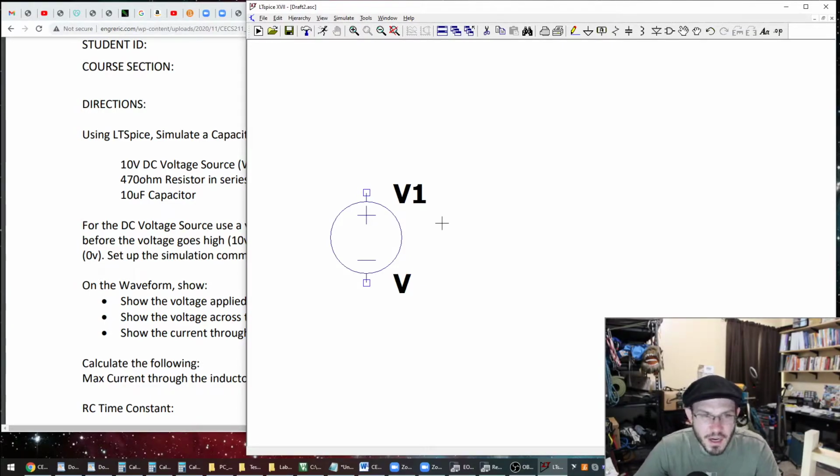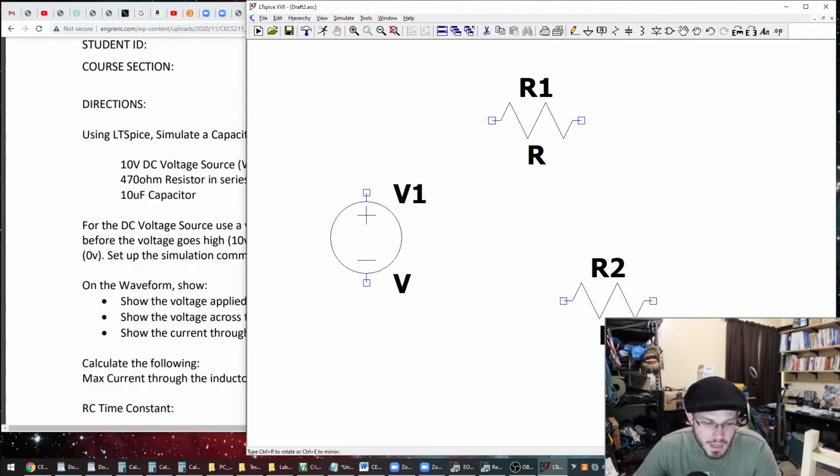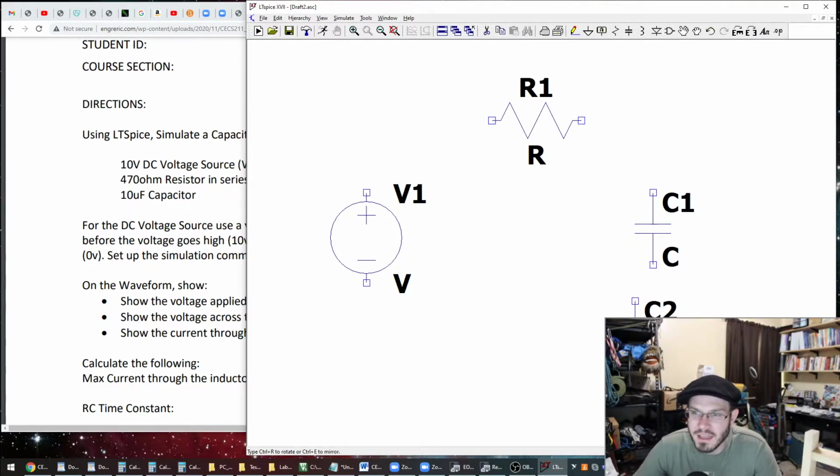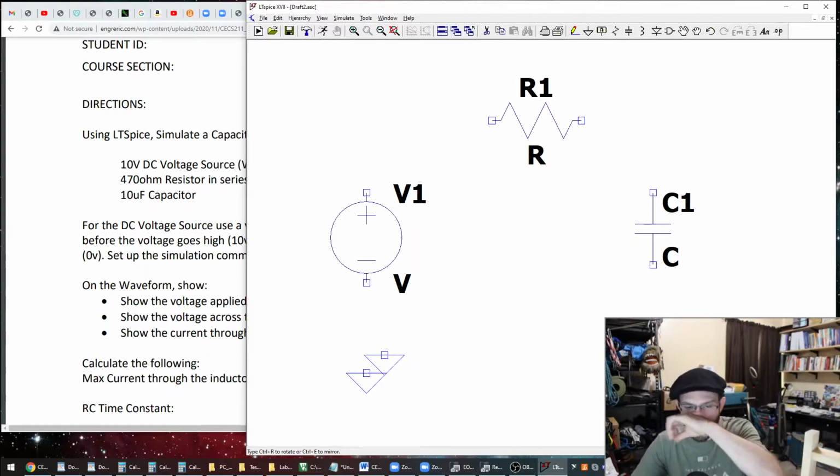We want a resistor. Hit R. Control R for rotate will turn the resistor. Hit C to change over to a cap. Left click to place the cap. We're going to need a ground in this circuit. Hit G and place a ground anywhere along the bottom portion of your schematic.